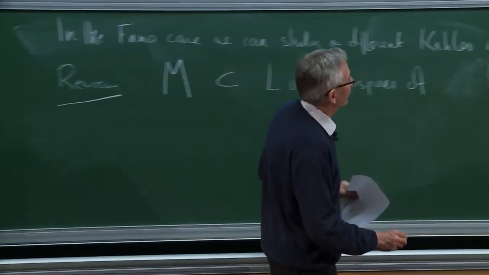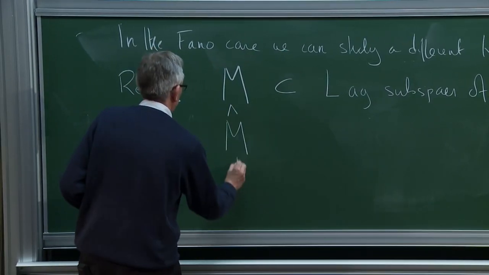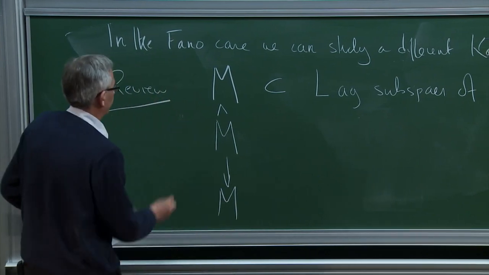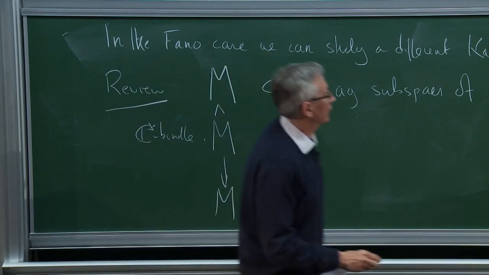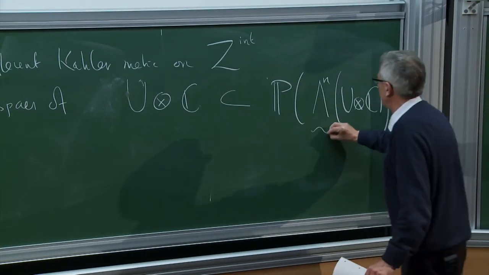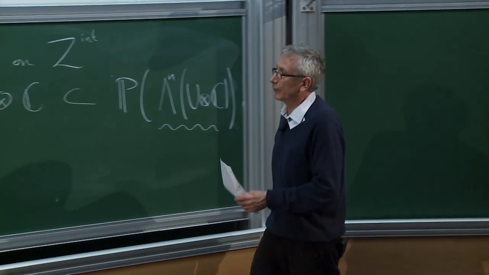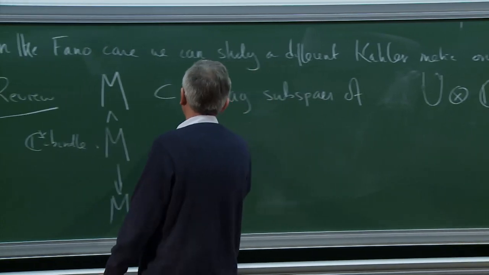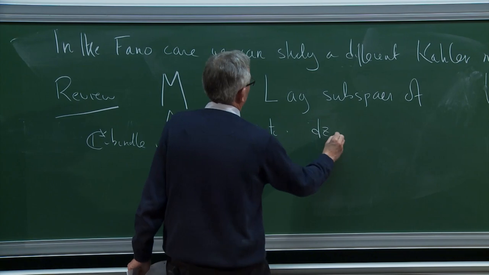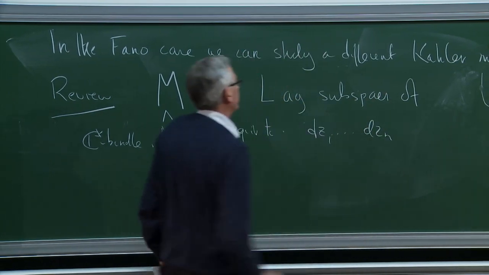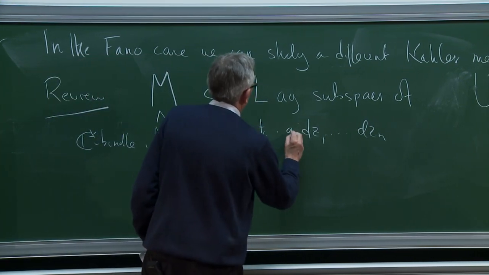So we can consider a bundle, say M hat, over M, which is a C star bundle, which is just going to be the corresponding subset of these forms, essentially the decomposable forms. This consists of the forms that are equivalent, in the standard model, to the decomposable form dz1 to dzn times a constant.